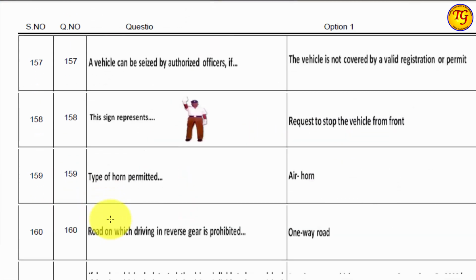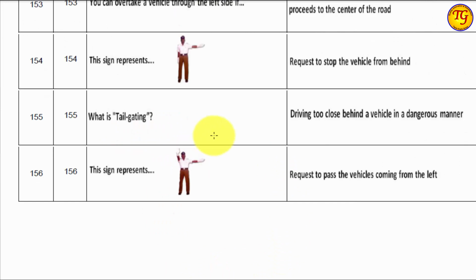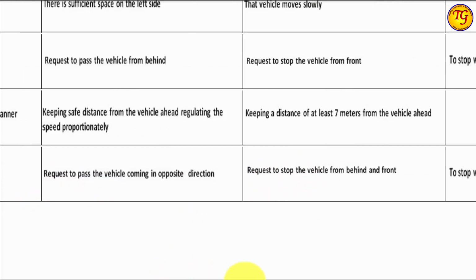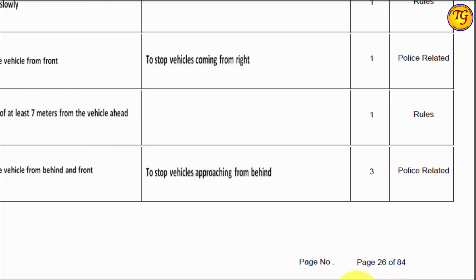Next question, friends. This sign represents. Okay, now this time there is a traffic policeman and he's showing the signal with both hands. So I think that this sign, request to pass the vehicle coming in opposite direction, request to pass the vehicles coming from the left, request to stop the vehicle from behind and front. Option number 3 is the correct one. Yes, option number 3 is the correct one.